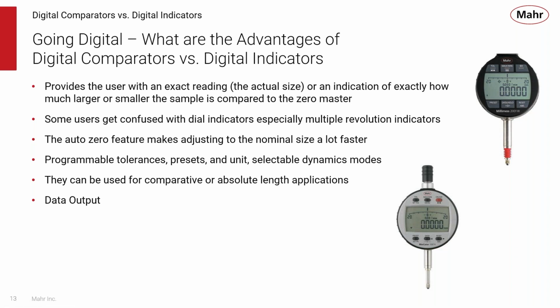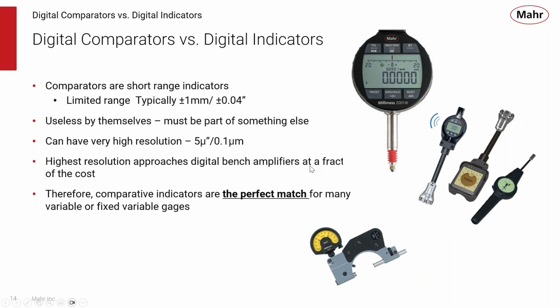What are the differences between a comparator and an indicator? Well, the main difference between the two is going to be the mechanics of it. Like our analog systems, the comparators are going to have typically a shorter range than a digital indicator. They're going to have very, very high resolutions. Some of them can get down to 5 microinches or even sub-micron measurements. Where they really come into benefit is when you have a really high accuracy comparator with a shorter range. They very rapidly approach the performance characteristics that you'd get from a benchtop amplifier at a fraction of the cost. So that is always going to be a big benefit there.